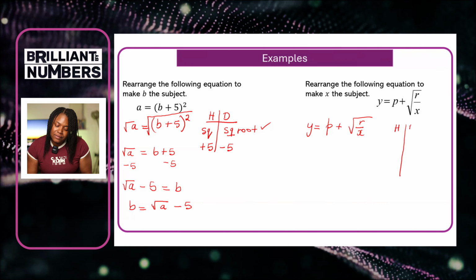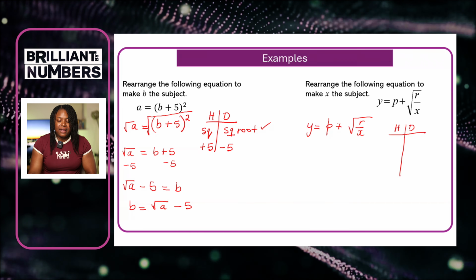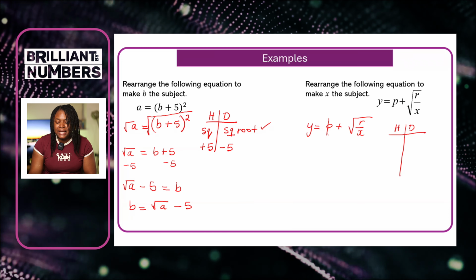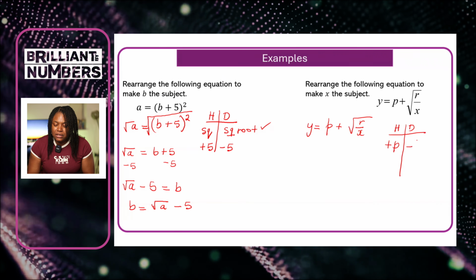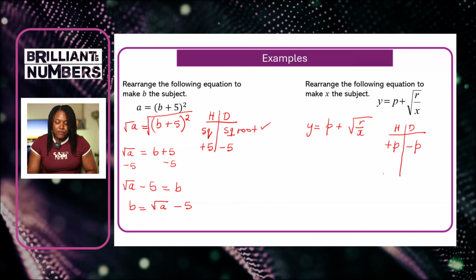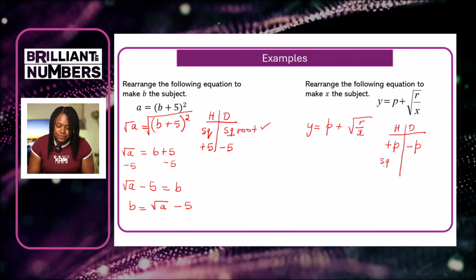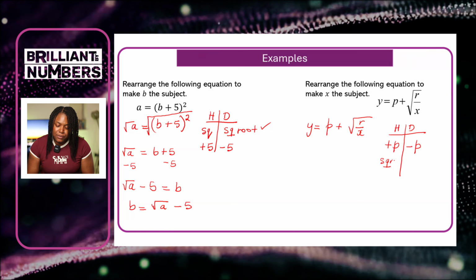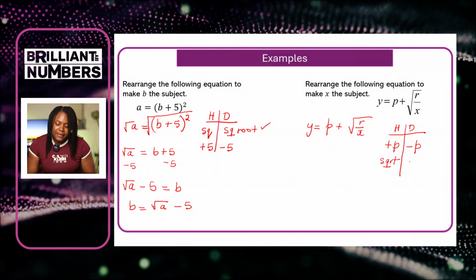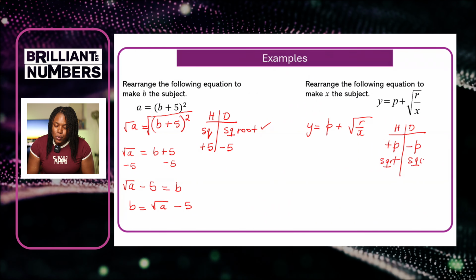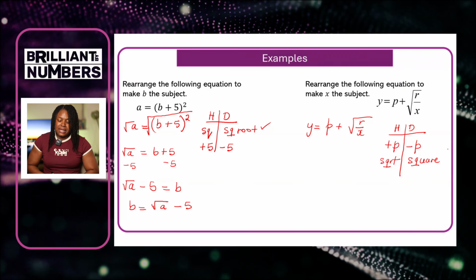So I have here, notice it's a positive p. So I have a plus p. I'm going to need to do a minus p. Also, I've got a square root. So this time I'm going to write sqrt. So I've got a square root. The opposite of that is to square. I'll just write that all the way out this time.